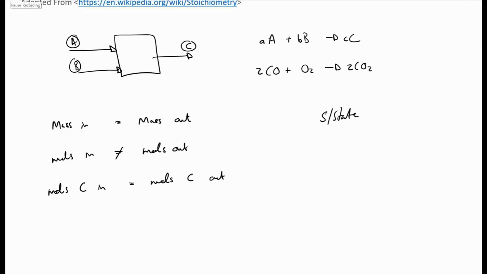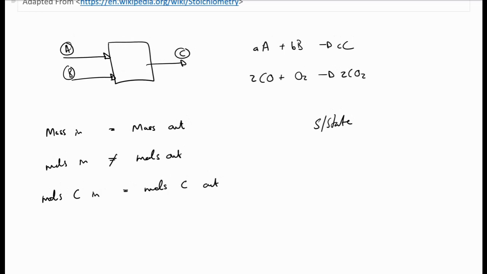Let's spend a little bit of time on this. Why is the mass in equal to the mass out, but the moles in not equal to the moles out? But the moles of a species in is equal to the moles of a species out. We know that the mass in equals the mass out. But what if we take this mass in and multiply it by 1 over the molecular mass of a single species? In this case, let's make it carbon. We know whatever we do on the left-hand side, we must do on the right-hand side. This now suddenly means we are calculating the moles of carbon coming in, and we see it's equal to the moles of carbon going out.